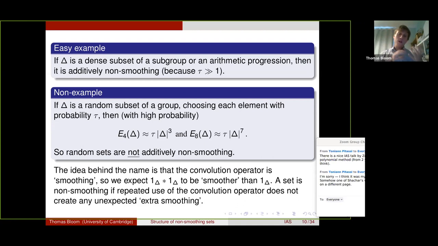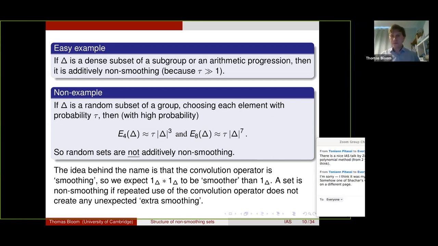So random sets are not additively non-smoothing, they're additively smoothing, because eventually, it won't happen straight away, but eventually their sum set becomes much smoother. It becomes much more structured. Additively non-smoothing means that I'm not going to create any additional structure by adding the set to itself other than the amount that I have to.